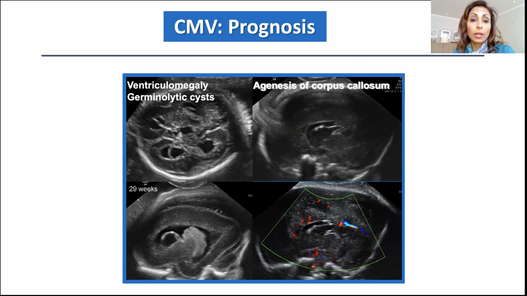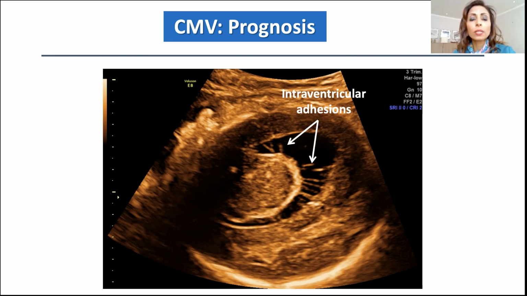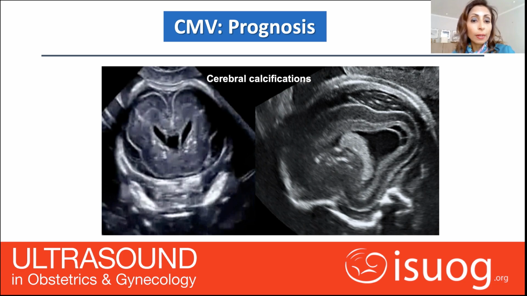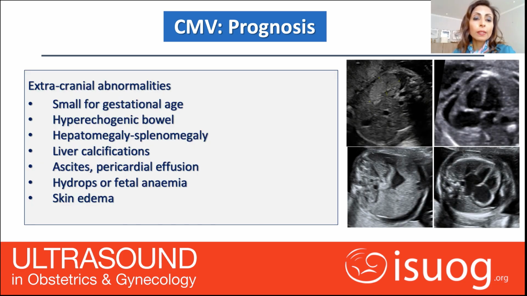And you can see some of these ultrasound features showing the cyst, showing intraventricular adhesions or pseudocyst, showing lissencephaly and ventriculomegaly, showing cerebral calcification, white echogenic spots. Extracranial abnormalities include small gestational age, echogenic bowel, hepatosplenomegaly, liver calcifications, ascites, or hydrops.